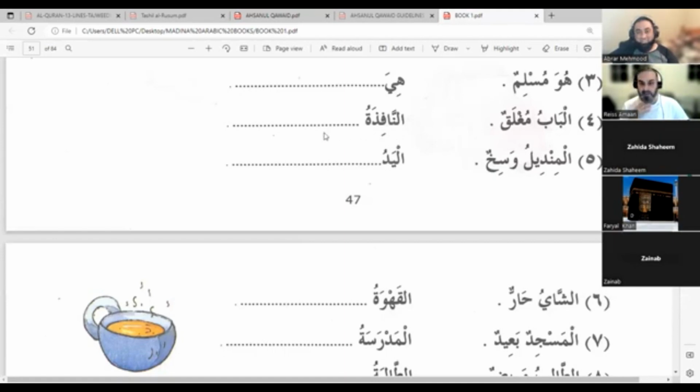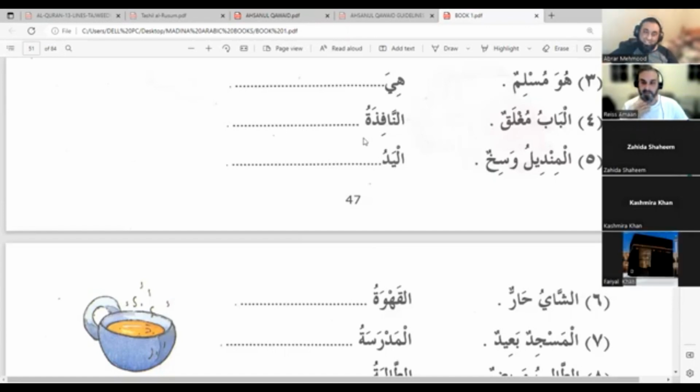Does anybody know what this word at the beginning is? The window. An-nafidhatu, the window is? Closed. Mughlaqatun. The window is closed. Alhamdulillah. Okay, so Brother Bilal, please finish up the last one for us.